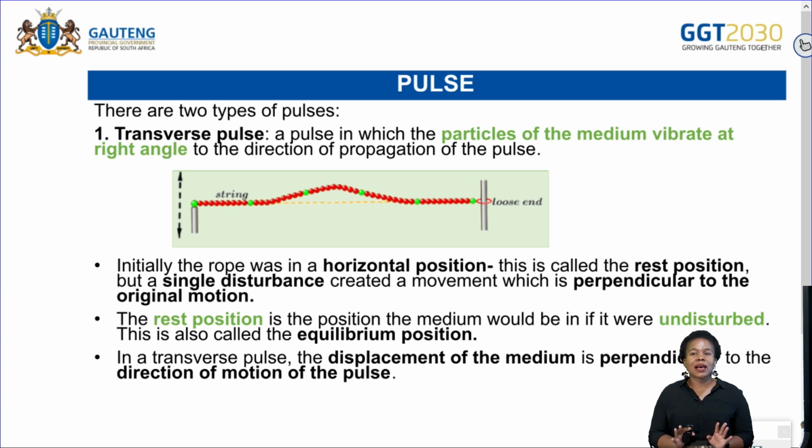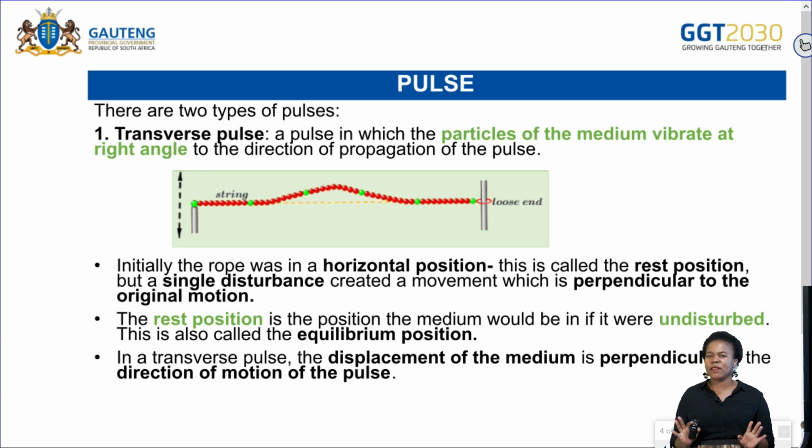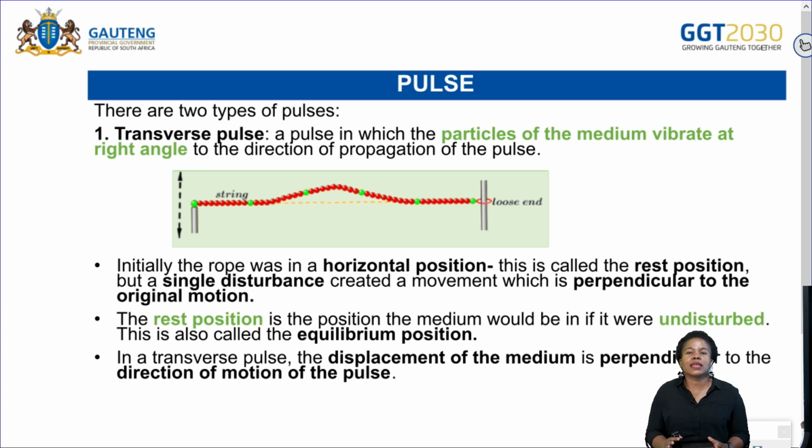So, there are two types of pulses: a transverse pulse and a longitudinal pulse. But before we get into the longitudinal pulse, what is a transverse pulse, you may ask yourself. A transverse pulse is a pulse in which the particles of the medium vibrate at right angles to the direction of propagation of the pulse. So they move up and down relative to the propagation of the pulse. That is what we mean when we say at right angle to the direction of propagation of the pulse.